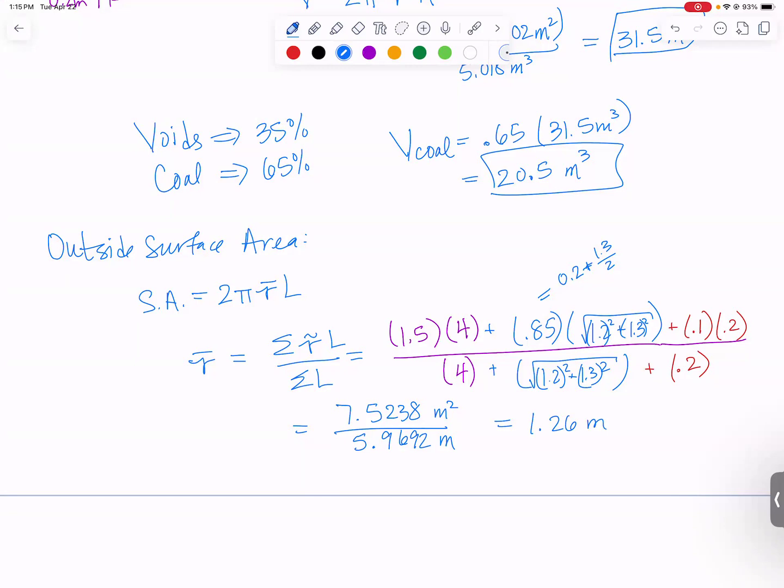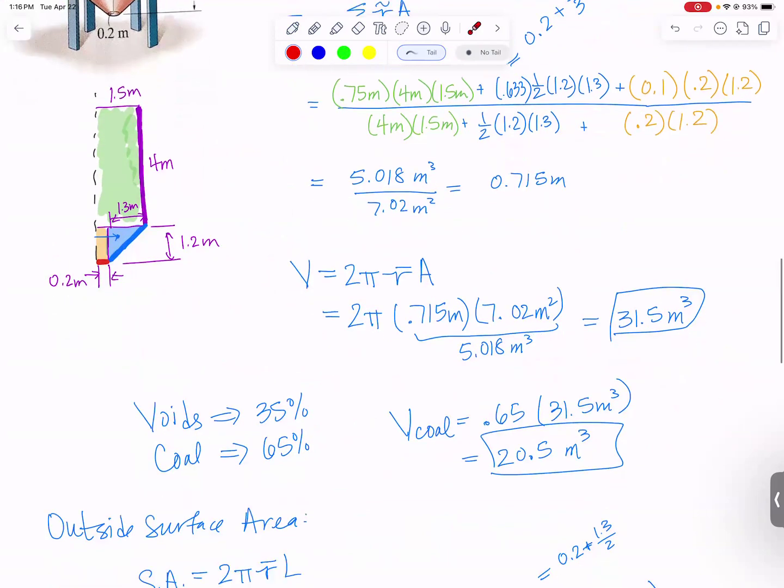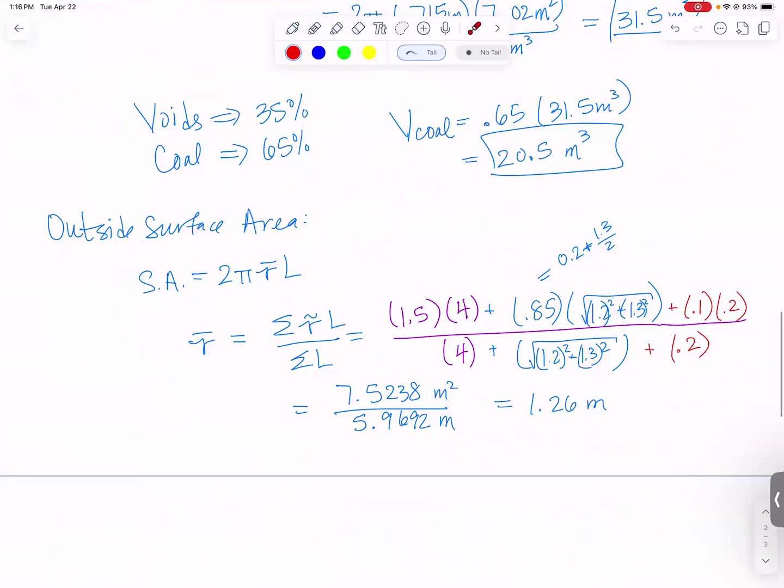Let's see if that makes sense given the picture. I think it does. The longest line segment is this 4-meter long one, and it's 1.5 meters away. But there's also a little bit of length that is closer in. So it's a little smaller than 1.5. That makes sense to me.